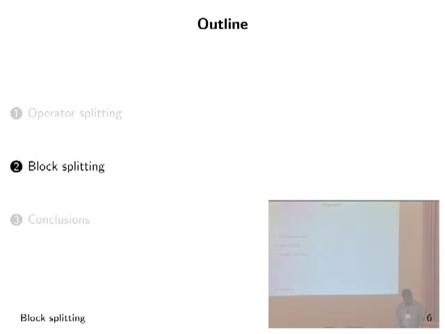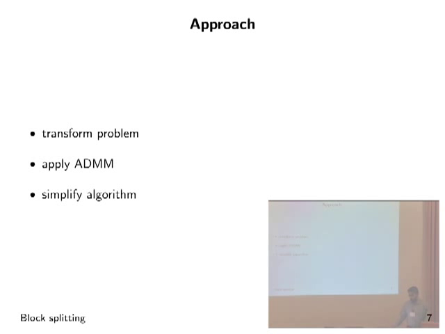So now we'll look at the block splitting method. The basic approach is we'll take the standard form problem we had before, the regularized loss minimization in that two-variable form with x's and y's. We'll transform it in a certain way, apply this form of ADMM to it, and simplify it a little bit, and that'll be the algorithm. So it's not actually a new algorithm. It's just running it on a different problem.